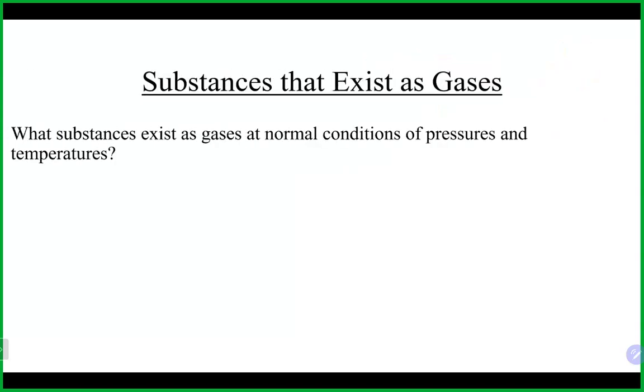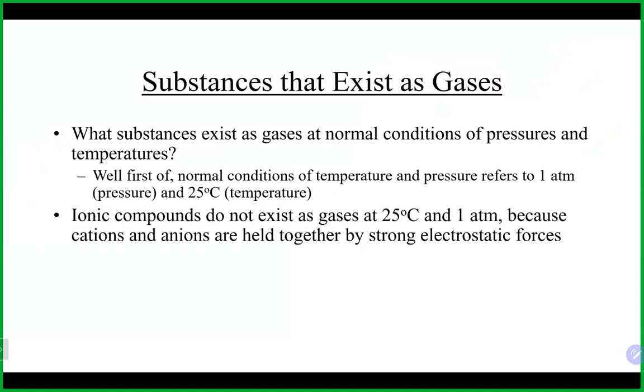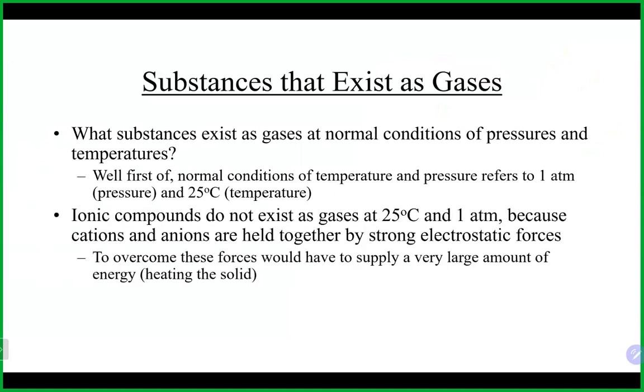Now, when we talk about gases, substances that exist as gases under normal conditions, let's talk a little bit about what normal conditions are. When we talk about normal conditions, we're talking about a pressure of 1 atmosphere, and that's what the ATM stands for here, which is a unit of pressure, and 25 degrees Celsius. And that's sort of like normal, everyday temperature and pressure combinations.